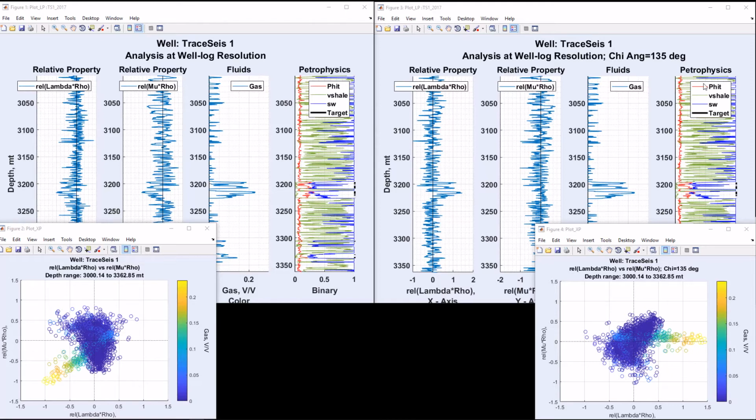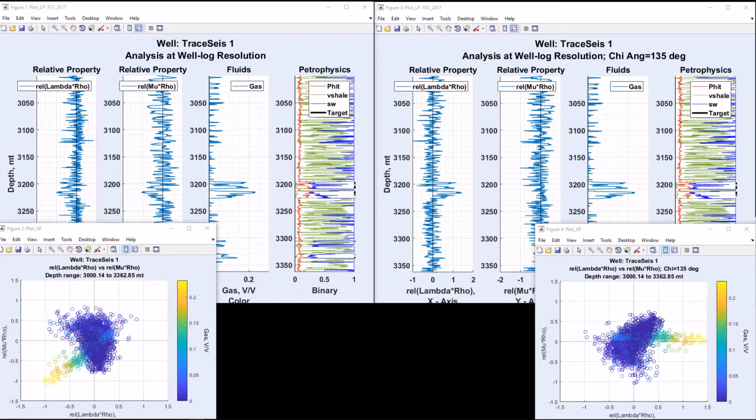In this clip, we're going to combine two attributes at seismic resolution to highlight the reservoir. This is the continuation of clip 1, in which relative lambda rho and relative mu rho, shown here in tracks 1 and 2, are cross-plotted and color-coded by the gas volume. These attributes are then rotated relative to the coordinate axis to align the reservoir points along the x-axis. This results in maximizing the energy in the x-axis while minimizing the energy in the y, and giving a better image of the reservoir in the x-axis.